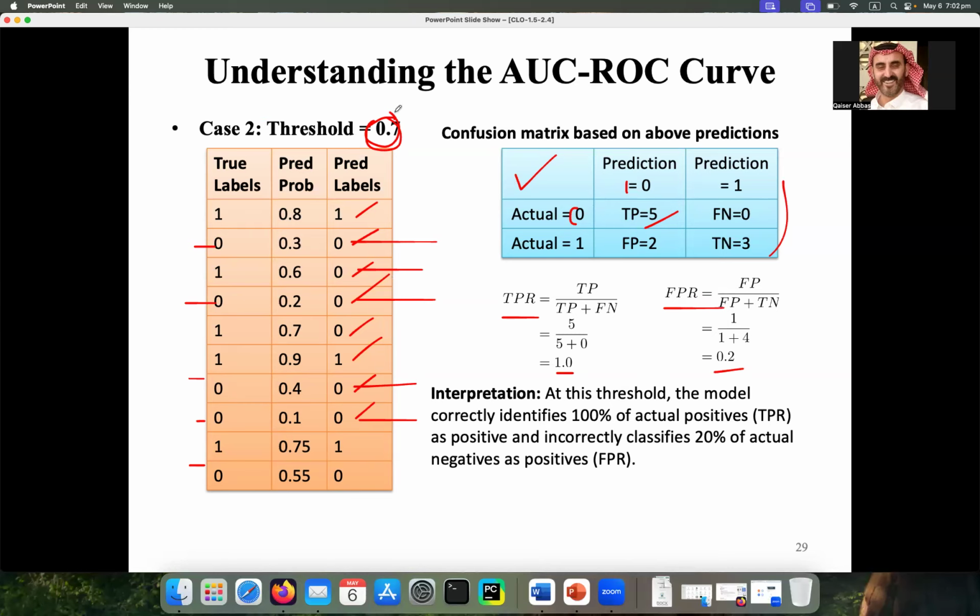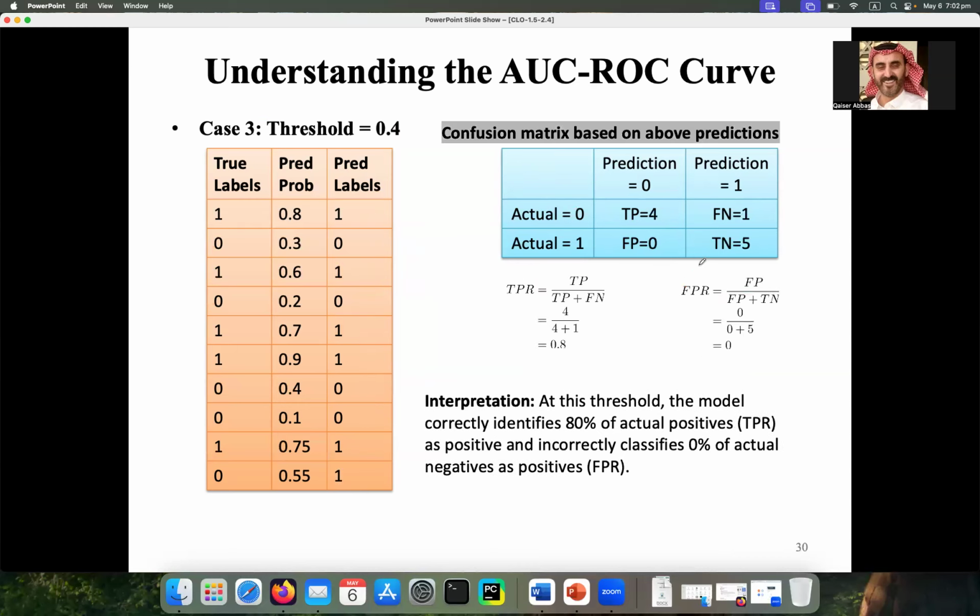Interpretation. At this threshold of 0.7, the model correctly identified 100%. This one means 100% of actual positives as positive. And similarly, 20% of actual negatives as positive. Now, change the threshold again.